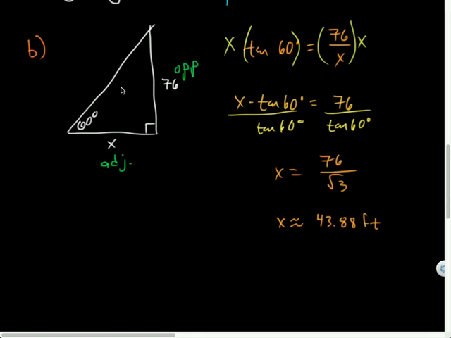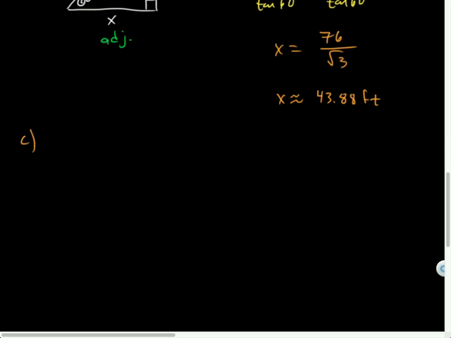So now I'm looking for the hypotenuse for part C. If you want to redraw your triangle, you can. So this is 60. This is 76. This is 43.88 now. And I'm looking for the hypotenuse. I'll just call it H, or L for ladder length. Doesn't matter.